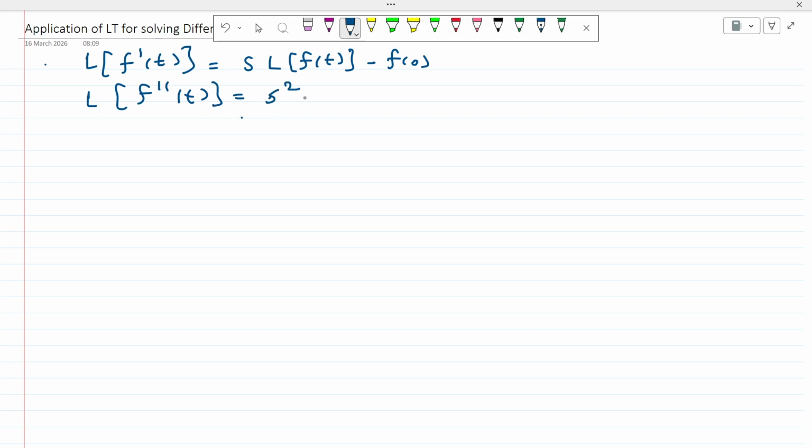Second one is L of f double dash of t equal to s square L of f of t minus s into f of 0 minus f dash of 0. These are the two very important formulas for solving any differential equation.